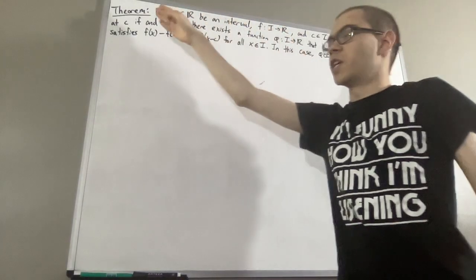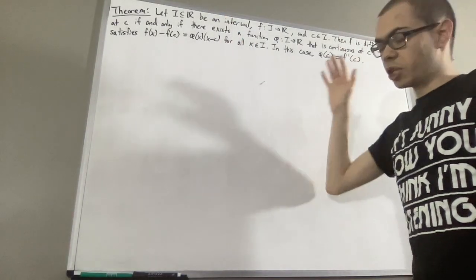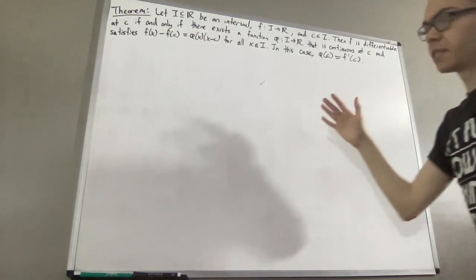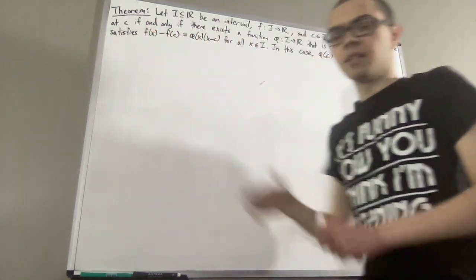So this is often called Caratheodory's theorem. Now, before we get into proving it, let's first remind ourselves of some things. By definition, to say f is differentiable at c means the following.